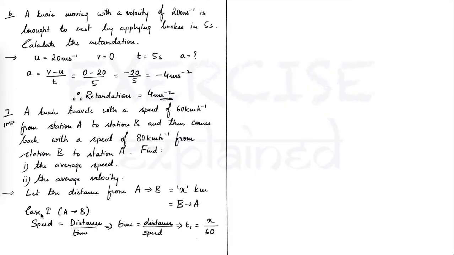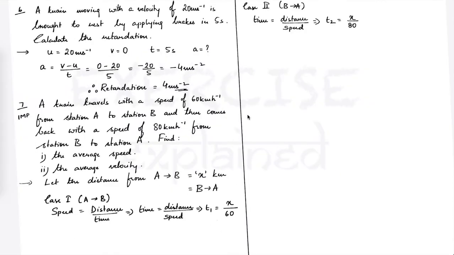So for case 1, that is for the train to go from station A to station B, I use the formula speed is equal to distance by time. Time happens to be distance by speed. So t1 will be distance is x divided by speed is 60. So t1 is x by 60. Now we'll be taking case 2 where it is from station B to station A. In this case again I write time is equal to distance by speed. So t2 will be equal to x by 80.